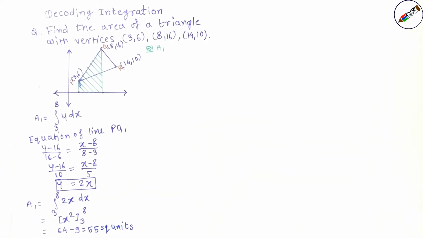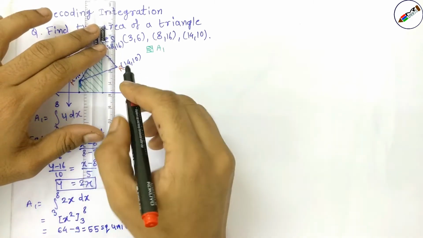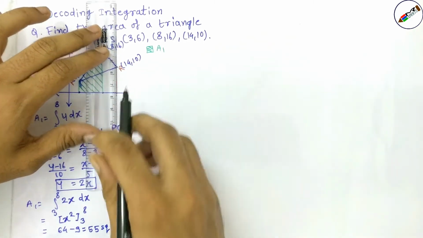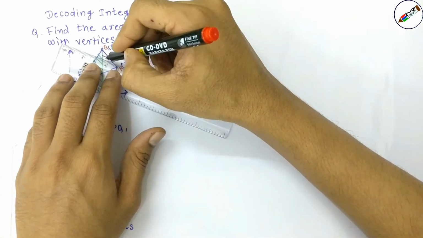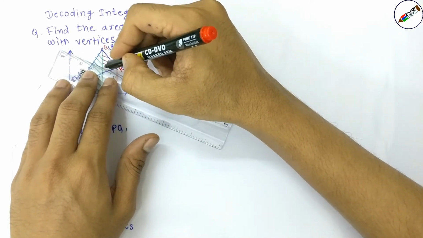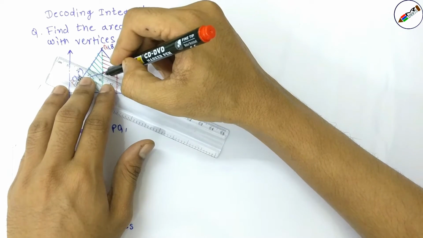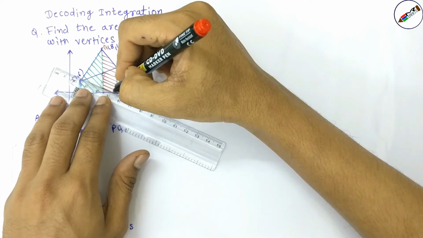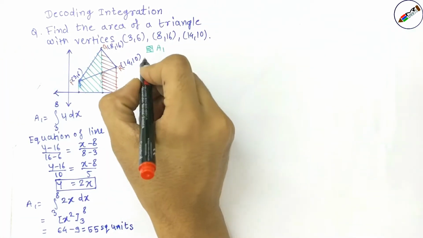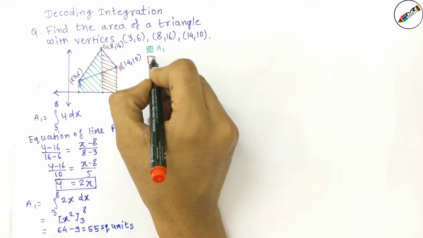Now, let us concentrate on the line segment QR. Let us first shade the area under QR. So for that, I will use a red pen. First, let us drop down from R. Now, let us shade area under QR. We will name this area as A2.